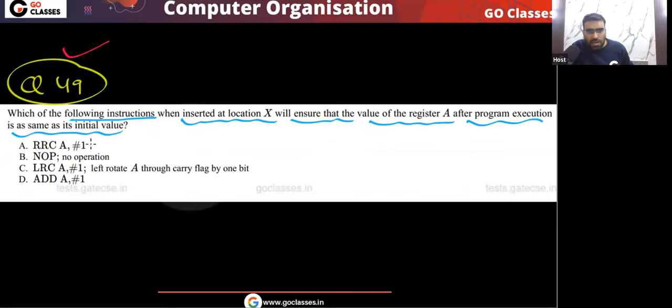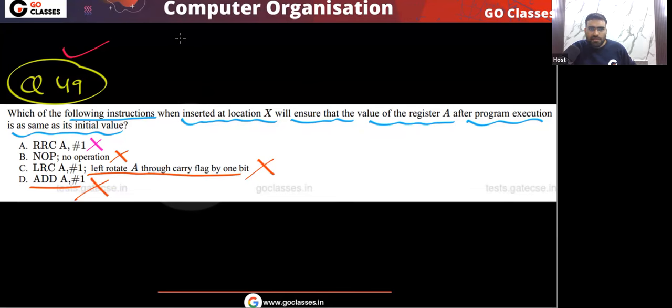Okay, if you do right rotate through carry one time, can you go back to A0? If you right rotate through carry one time, you cannot go back to A0. If you don't do anything, can you go back to A0? I cannot go back to A0. If I do left rotate through carry one bit, can I go back to A0? I cannot go back to A0. If I add 1, can I go back to A0? I cannot go back to A0.